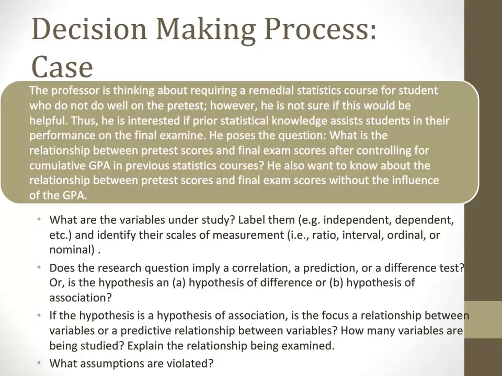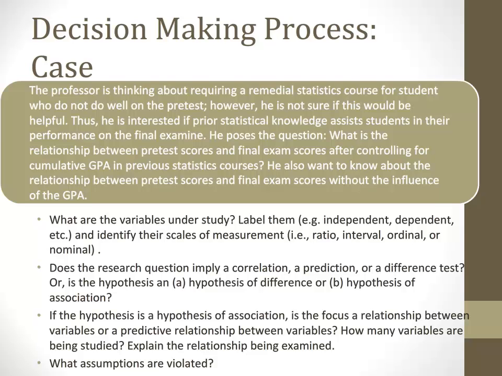Here we see that the researcher's simply interested in the relationship between two variables. He's not looking to see if one variable necessarily impacts the other variable or has an effect on the other variable. So he has variables of interest here, and he actually has 3 variables of interest: the statistics pretest scores, the final exam scores, and the GPA. So we just identified there are 3 different variables.